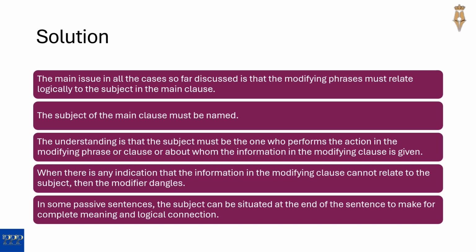We'll try to see examples above. So the subject of the main clause must be named. We have said that there must be a logical subject for the structure. So the understanding is that the subject must be the one who performs the action in the modifying phrase or clause, or about whom the information in the modifying clause is given. So the empty category that the modifier is representing is now referring to a subject, maybe taken for granted, in the second clause, let me put it like that.